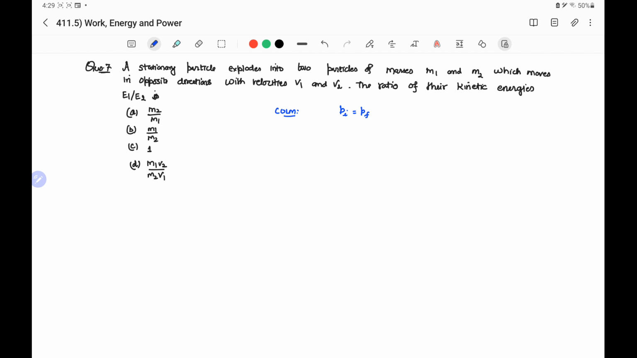Initially, particle was stationary, so momentum is 0, and finally after explosion it has two parts. One part is having the momentum say p1, and another part has the momentum say p2, where p1 is equal to m1 v1 and p2 is equal to m2 v2. So this implies that p1 will be equal to minus of p2, and we conclude that momentum have the same magnitude but opposite directions.